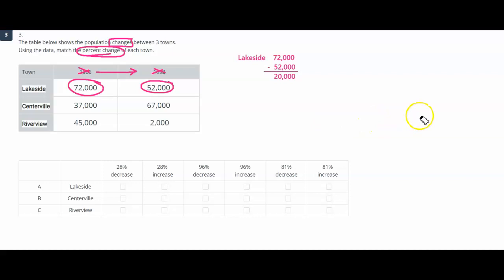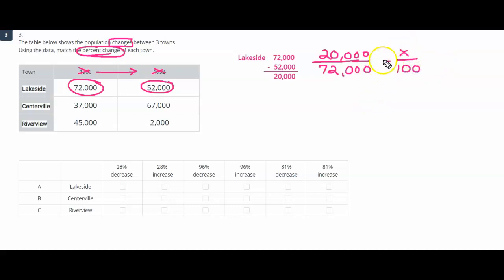There we go. So I did the 72,000 minus 52,000 and we got 20,000. Remember the song: take the old and the new and subtract the two. Put that 20,000 over the original 72,000. Now you can do a percent proportion, and you can solve this.